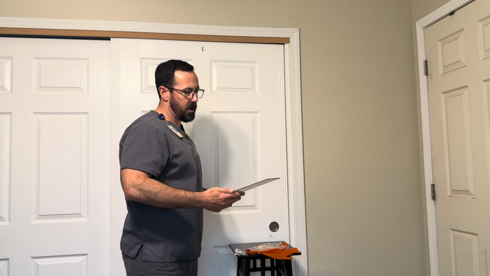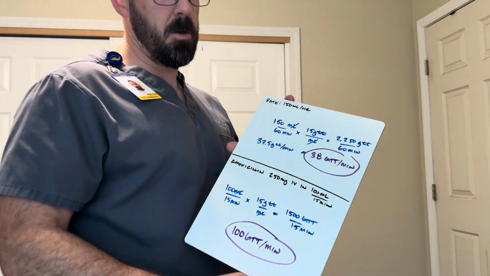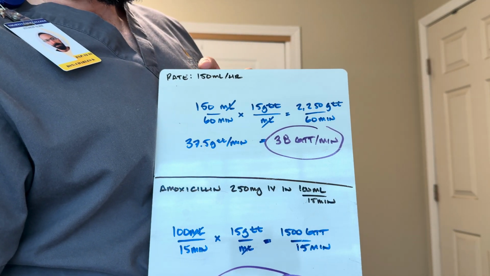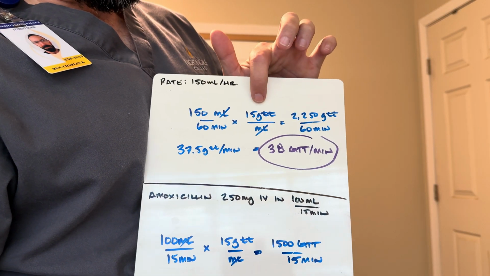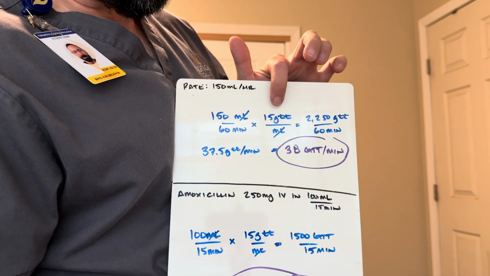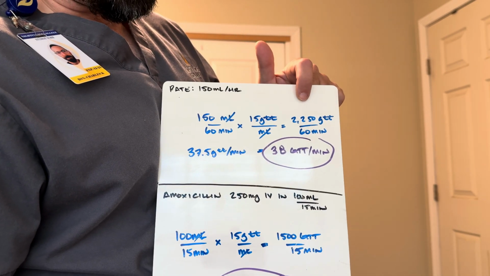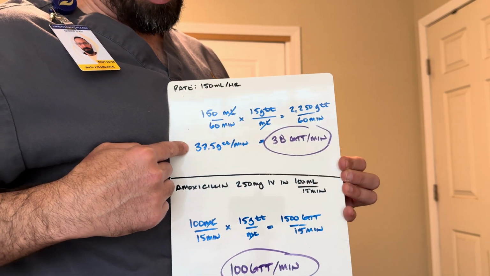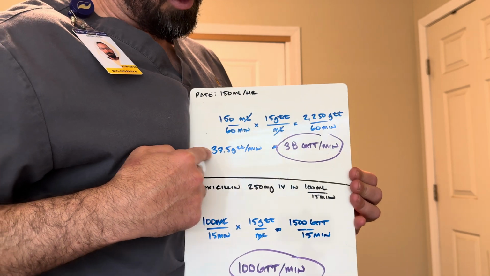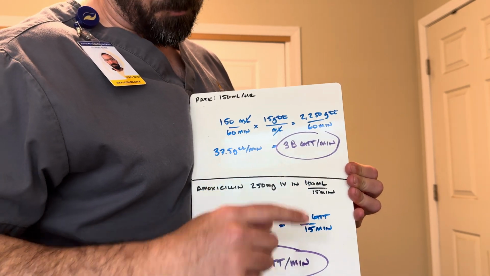So again, I've received an order for administration of IV fluids, 150 mLs an hour. My tubing is 15 drops per mL tubing, and I've done the math here. My rate of 150 mLs an hour, I put 150 mLs over 60 minutes. My drop factor of 15 gtts per mL gives me 37.5 drops per minute. It's very hard to do a partial drop per minute, so we round up to 38 drops a minute.